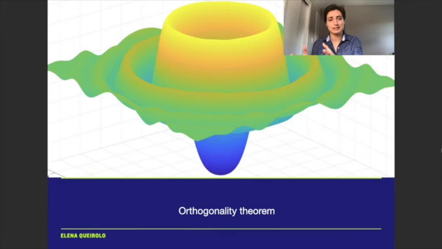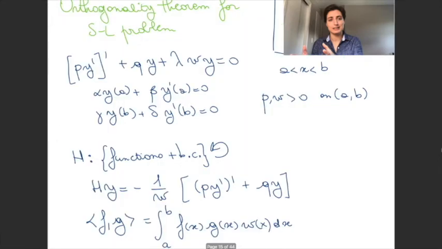Let's look at orthogonality of eigenfunctions. In the Sturm-Liouville problem, we can write the problem out with its boundary conditions, with the restrictions that P and W both need to be strictly positive on the interval. Then we have an operator H that goes from the space of functions with boundary conditions to itself.